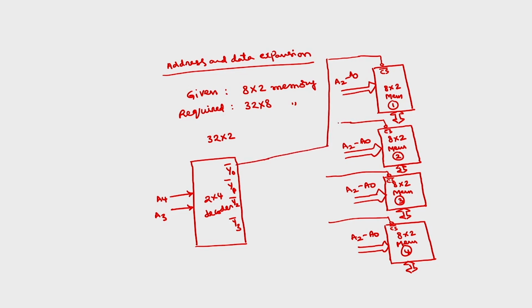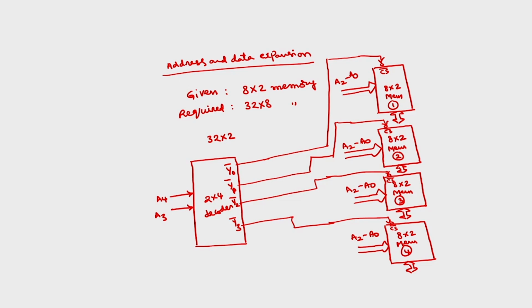Similarly, Y1 has to be connected to the next one. Y2 has to be connected to the next, and Y3 to the last. So, in this way we can select 32 locations. The first one will give 8, second one will give 8, third one will give 8, fourth one will give 8. So, all together it is 32 locations.